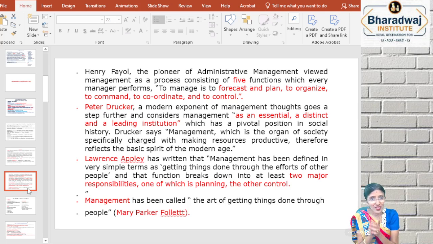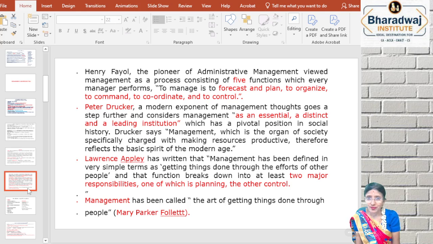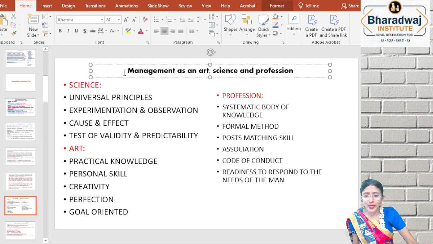So these definitions are selected because they are unique. See, Lawrence Appley says management has two responsibilities, planning and control. So distinct one. In Henry Fayol's definition, 5 functions are given. Do you see that? Okay. Yes. Now look at this slide. Now management as an art, science and profession is a repeated question in the examination. This segment is repeatedly asked.